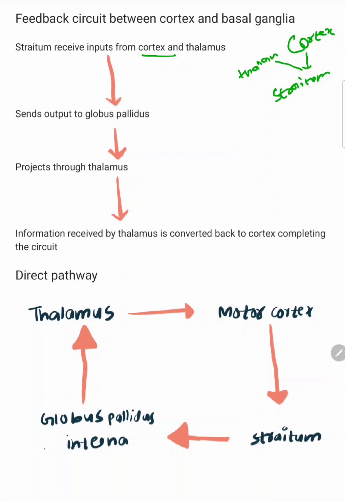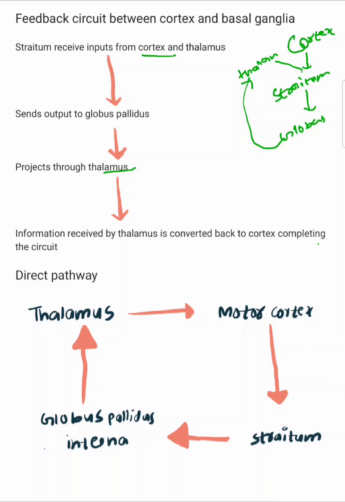Then the striatum sends outputs to the globus pallidus. Then the globus pallidus projects to the thalamus. Information received by the thalamus is sent back to the cortex, completing the circuit. First cortex, then striatum, globus pallidus, and again thalamus. The whole circuit is completed within the basal ganglia and the cortex.